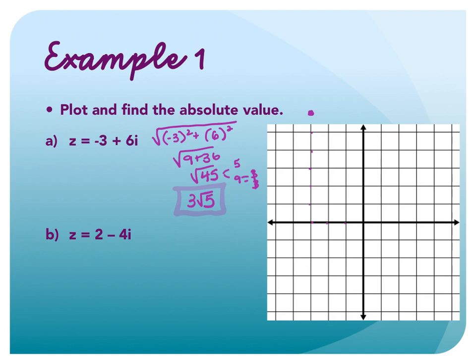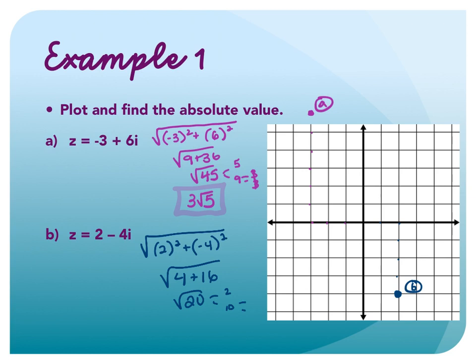B says 2 minus 4i, so I'm going to move to the right 2 and then down 4 and plot my point. That's B. This one was A. And the absolute value would be 2 squared plus a -4 squared. But notice these signs don't really matter because when I square them, they're always going to go back positive. I get square root of 20, 2 and 10, 2 and 5, or 2 root 5.